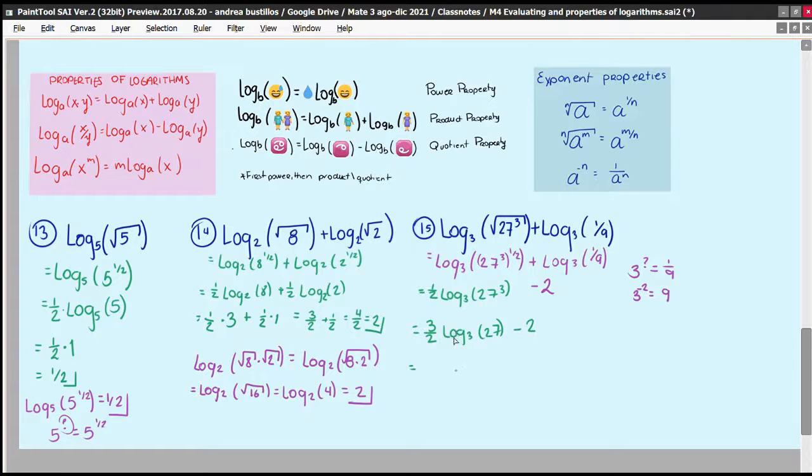And you know the numerical value for this logarithm because logarithm base 3 of 27 is 3. So this can be rewritten as 3/2 times 3 minus 2. And this can be simplified as 9 over 2 minus 2. And this can be simplified as 5/2.